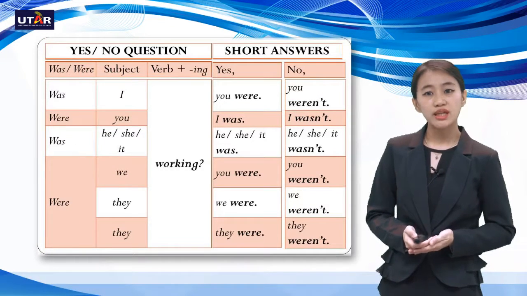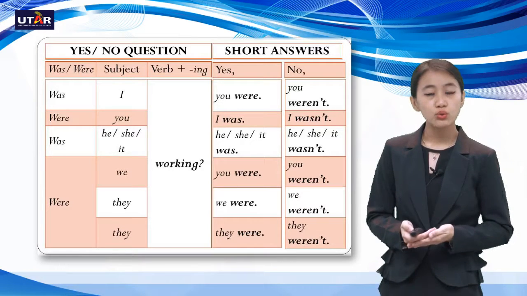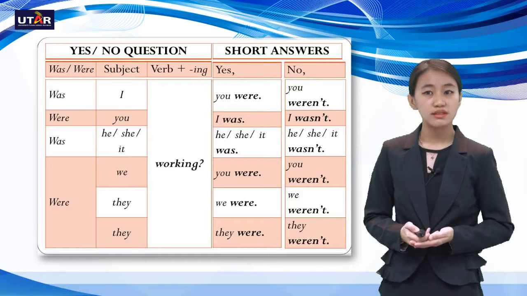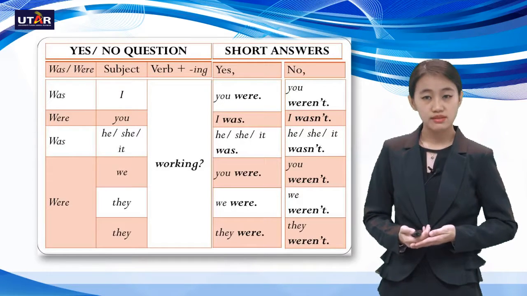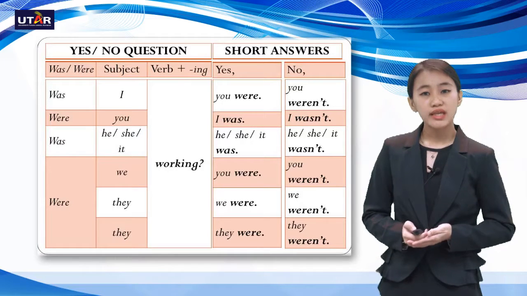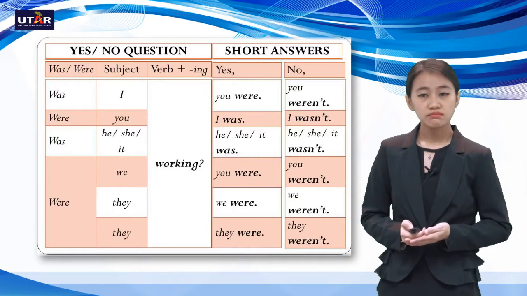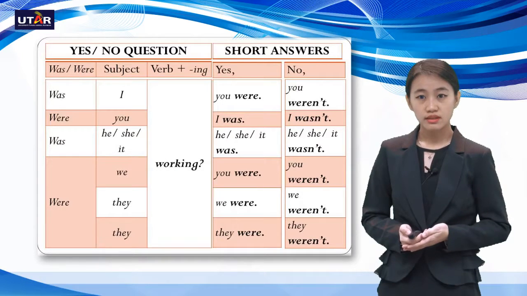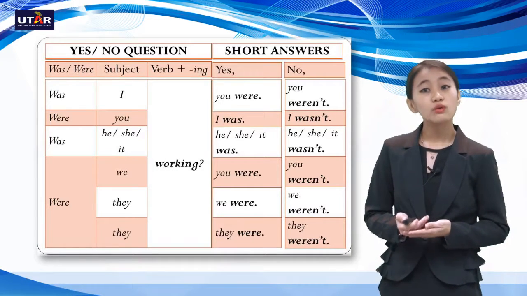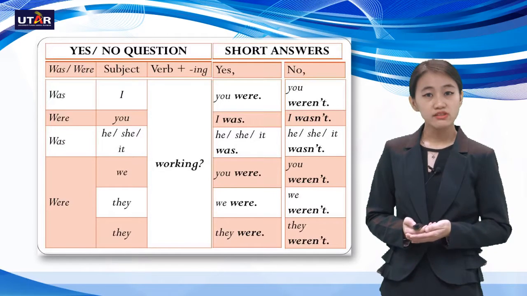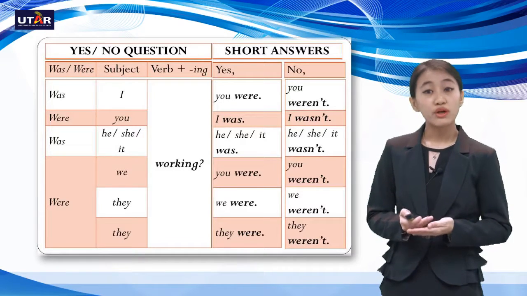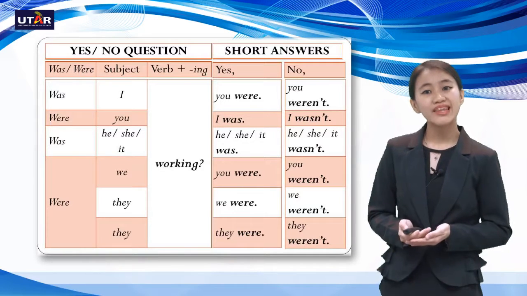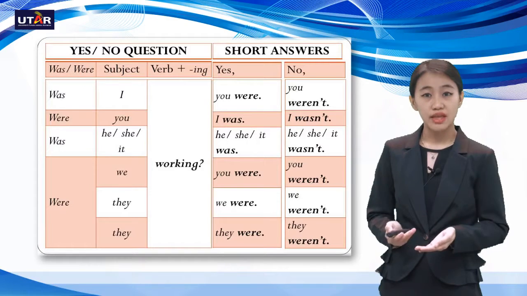So similarly, if it was, were you working? Of course, I'm asking you. Therefore, when you answer, yes, I was. Was he, she, it working? Yes, he, she, or it was. Were we working? Yes, you were. Were we working? Yes, we were. Were they working? Yes, they were.